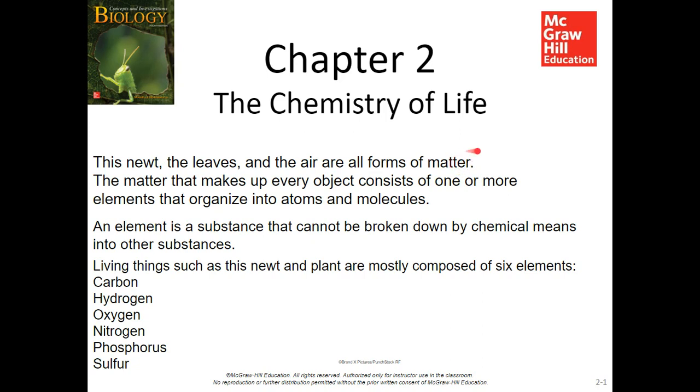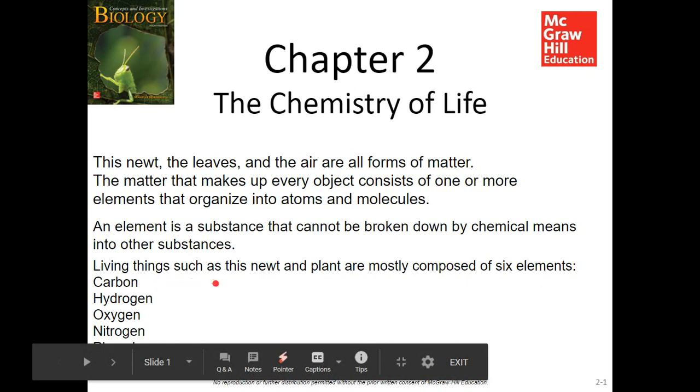Matter cannot be created nor destroyed, and you can see that it is made up of one or more elements and organized into atoms and molecules. An element is the smallest substance on the periodic table that cannot be broken down by chemical means into other substances. What does that mean? When you eat something and go through the process of digestion, you break down those complex compounds into simpler substances. But an element is such a simple substance which is made up of only one kind of atom. You cannot break it down into other substances other than atoms.